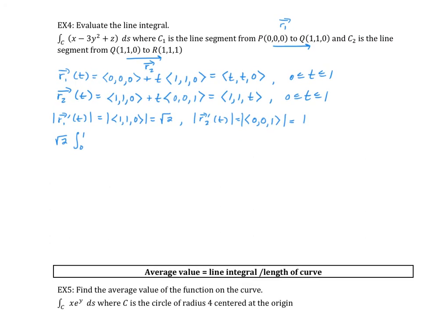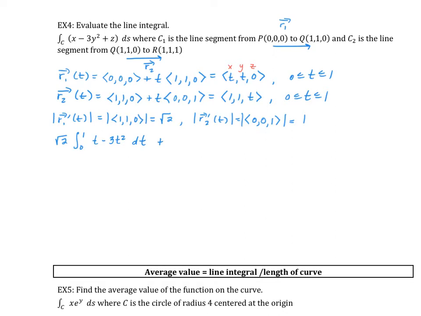Now going back to the integrand, it's x minus 3y squared plus z. So my x value is t, my y value is t, my z value is 0. So t minus 3t squared, but my z value is 0, so that's dt. So that's my first line integral.